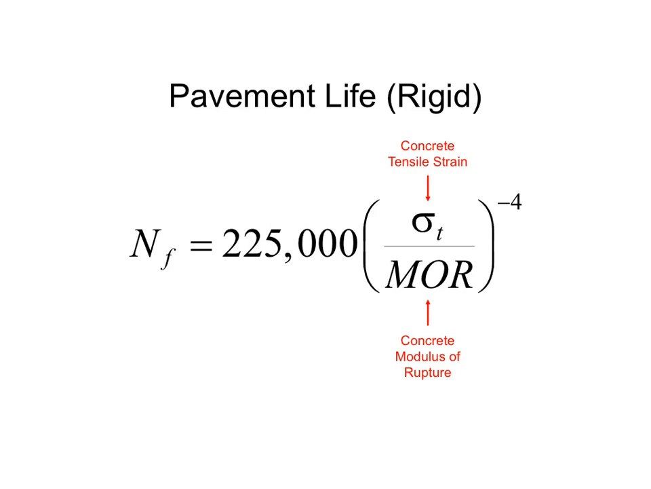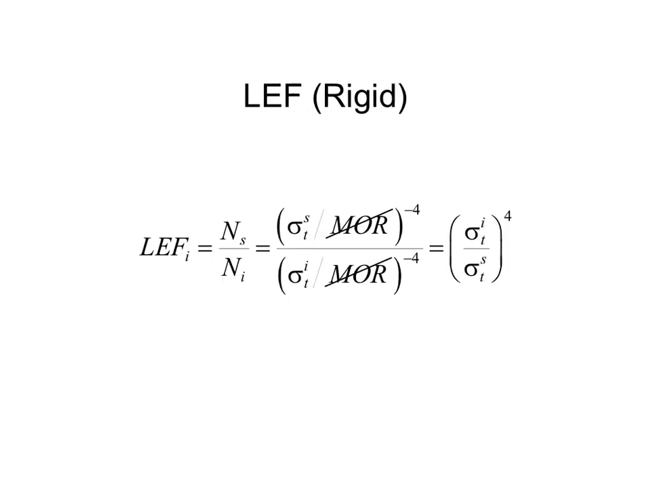In case of rigid pavement, failure due to cracking can be given by this expression. Again, let's input this expression into your factor calculation expression. This will give you the stress in the ith vehicle upon the stress in the standard vehicle, to the power 4.